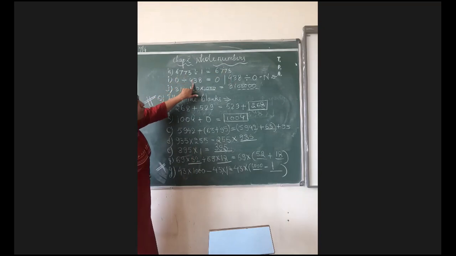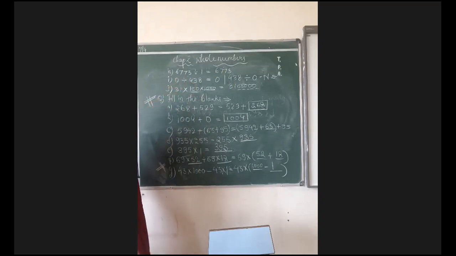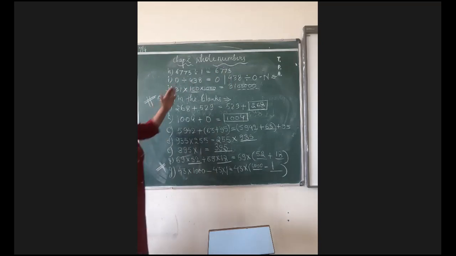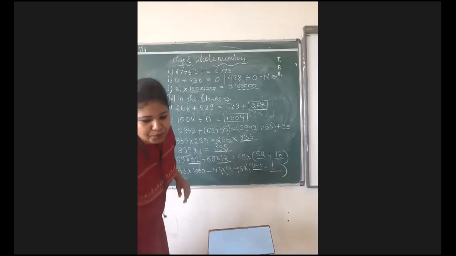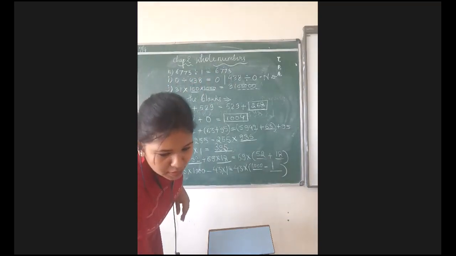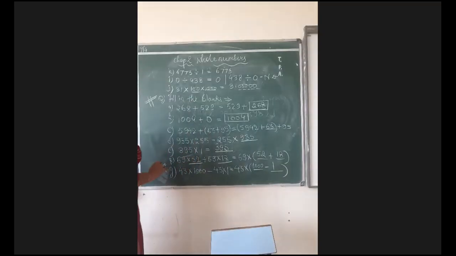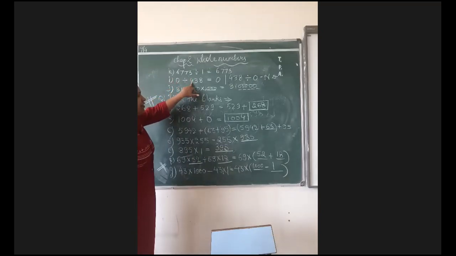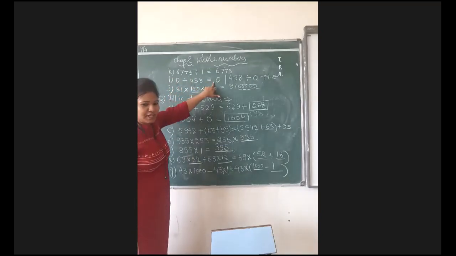Now let's move to I. 0 divided by 438. If you remember, last day also we were discussing this. If you are dividing 0 by any other number, you will get the same answer, that is 0 only. So we were on this question. 0 divided by 438 will give you 0 only, which we have already discussed.